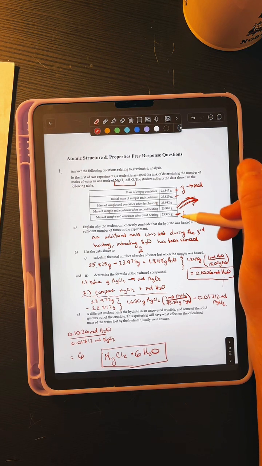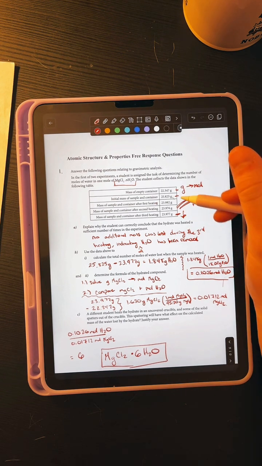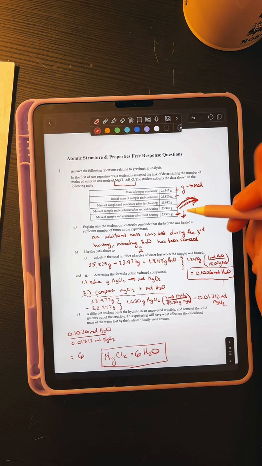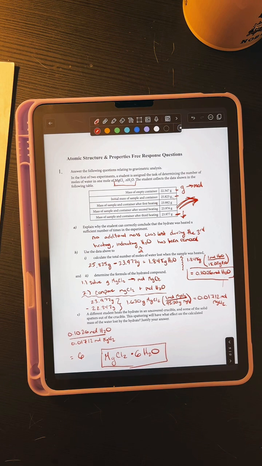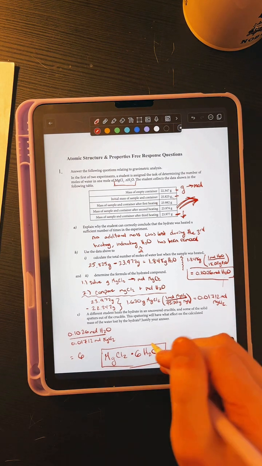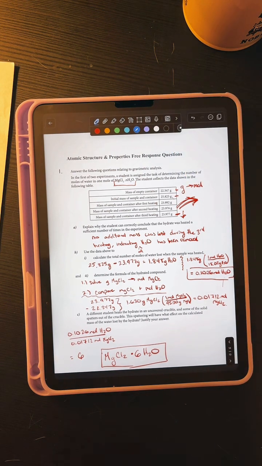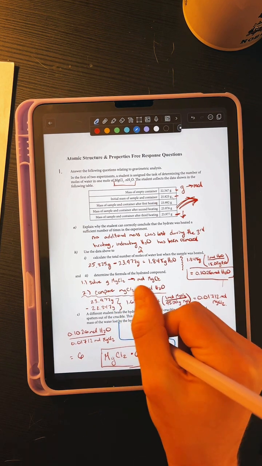Now, if it's lower, then the mass of water we calculate is going to be higher because we do final minus initial. So our final will be much, much higher. So here, something to justify, I'm going to use a different color just so we don't get confused here.